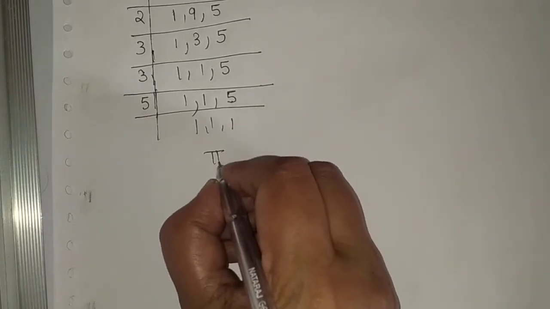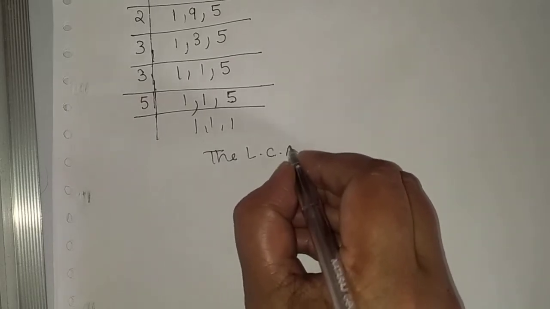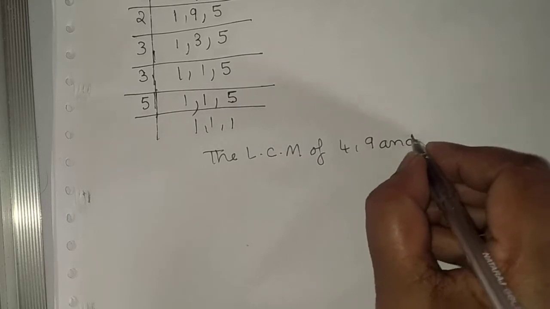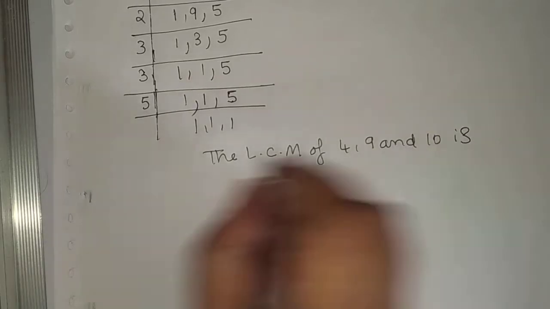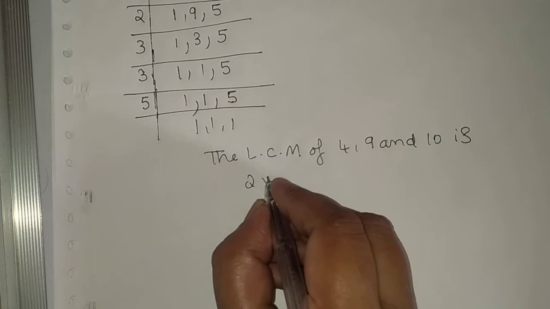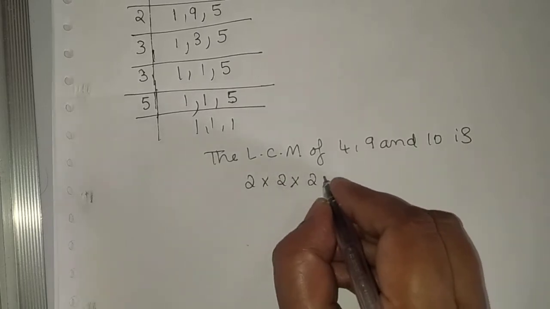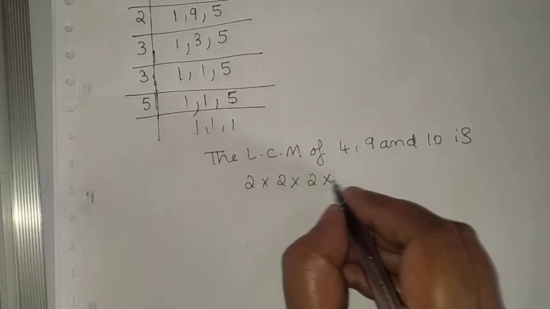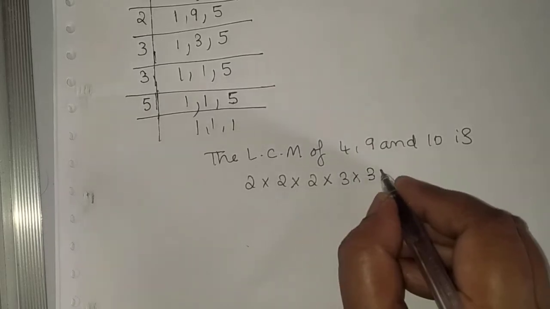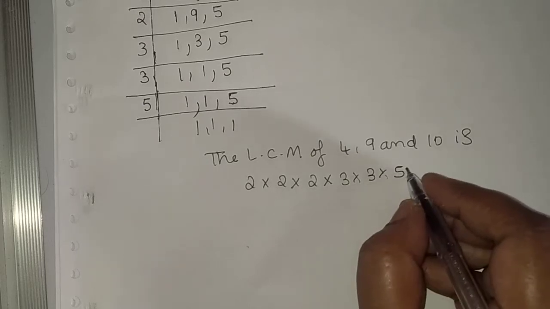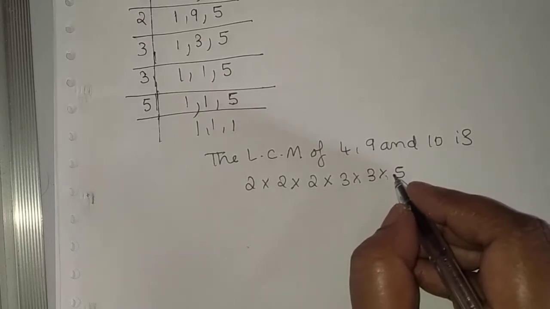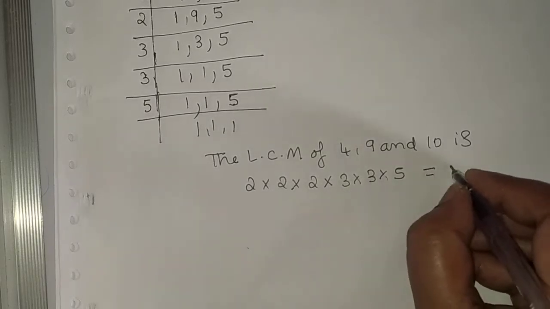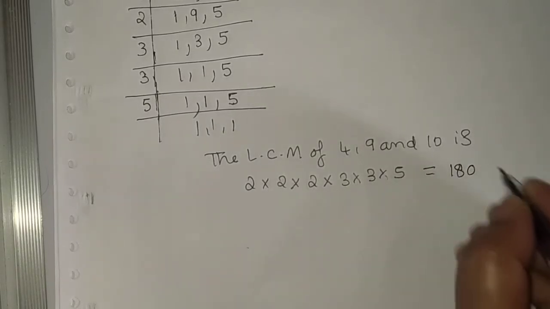Now write down the LCM of 4, 9 and 10. Take all the numbers: that is 2 into 2 into how many pairs? 2 into 2 into 3 into 3 into 5. So how many times 2? 3 times 2, and 2 times 3, and 5 is equal to, total, 180.